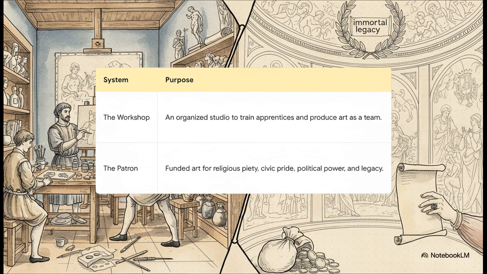Art was produced in organized workshops where masters trained apprentices in a very systematic way, and the whole operation was funded by wealthy patrons, like the famous Medici family. They commissioned all this art for a mix of reasons: religious devotion, civic pride, political power, and, of course, to make sure their own names would last forever.